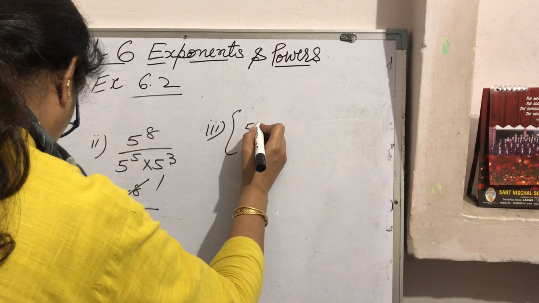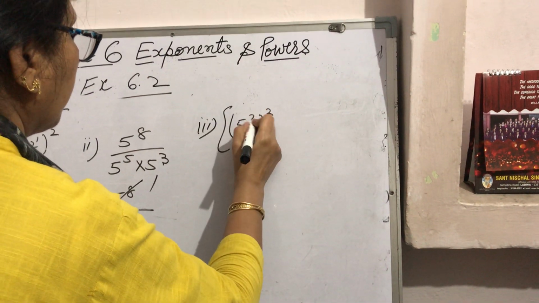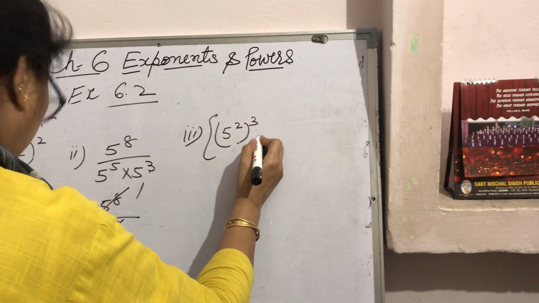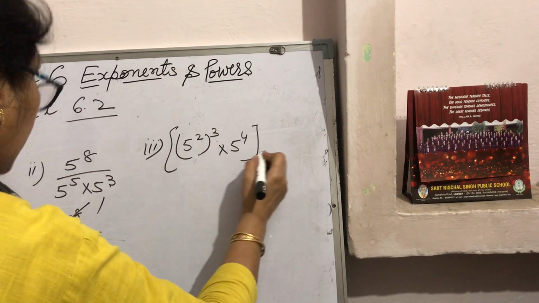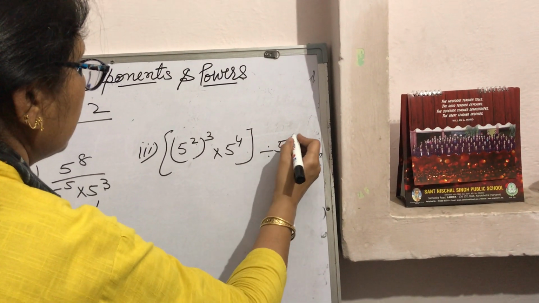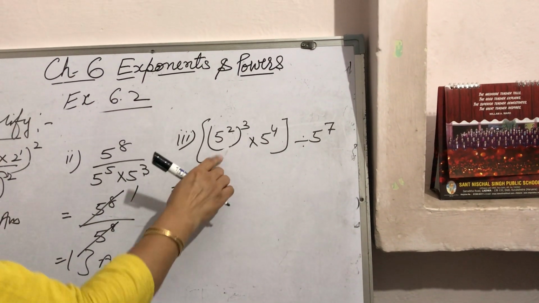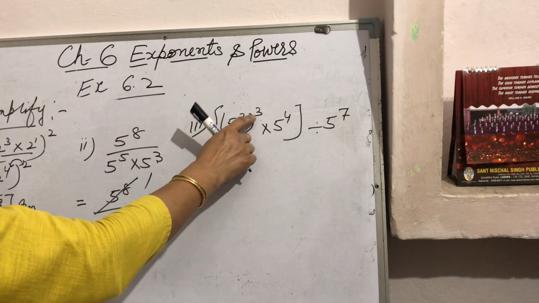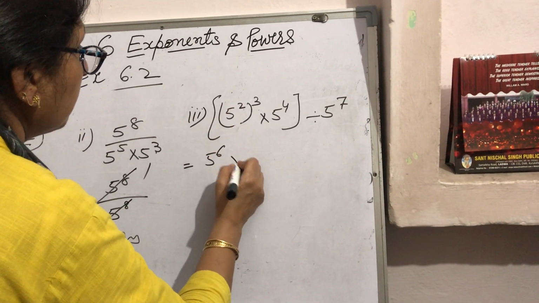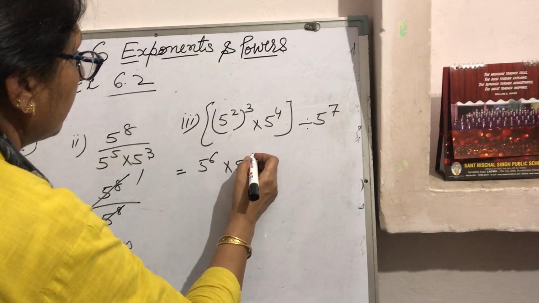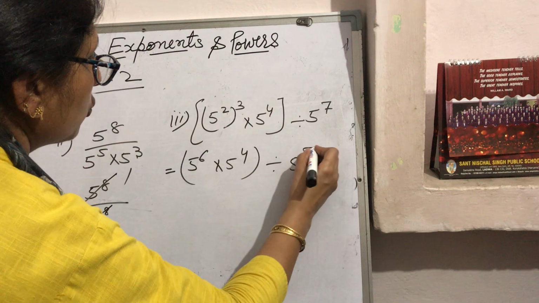5 raised to power 2, again whole power 3. Multiply 5 raised to power 4, divided by 5 raised to power 7. So first of all, solve this part. Part with part, multiply 5 raised to power 6, multiply 5 raised to power 4, divided by 5 raised to power 7.